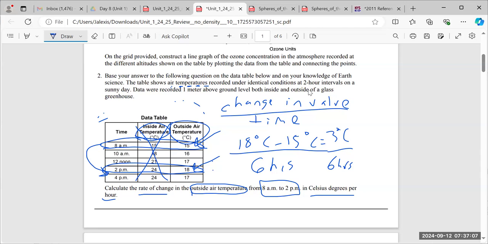And when I do 3 degrees Celsius divided by 6 hours, I end up with a final answer of 0.5 degrees Celsius over hour. All right. Units are very important. And so that's why whatever units your change of value is, you're going to keep it on the numerator. Whatever time period, in this case, the problem even tells you what the units is going to be right here.